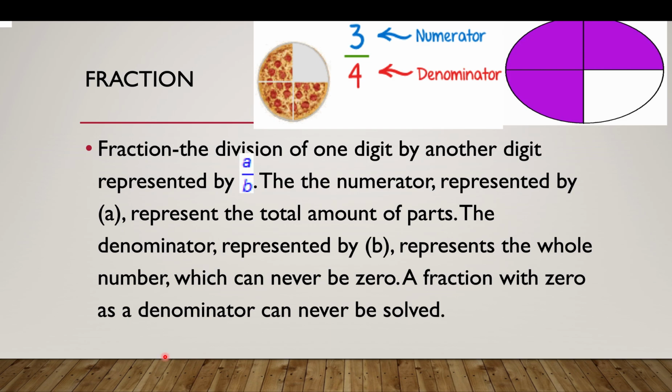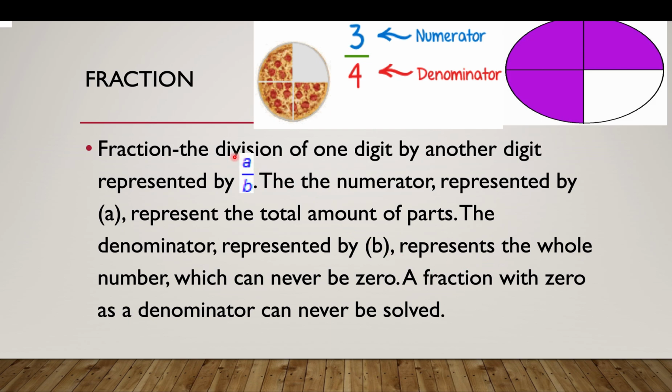So a fraction, what is a fraction? A fraction is the division of one digit by another digit. For this example, 3 divided by 4. That's what a fraction is. It's represented by the sign A over B, where the numerator, represented by A over here, is divided by B, this down here.